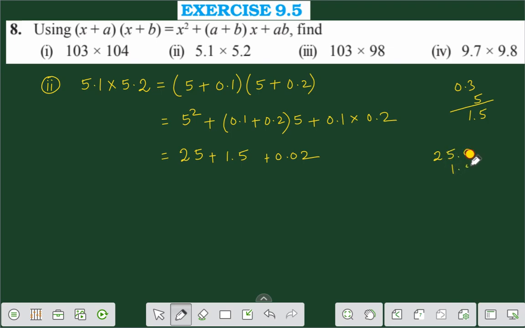plus 1.5 plus 0.02, and we are getting 26.52. Then we are getting the value here as 26.52, and that is the answer of question number 2. Right? We will solve question number 3.